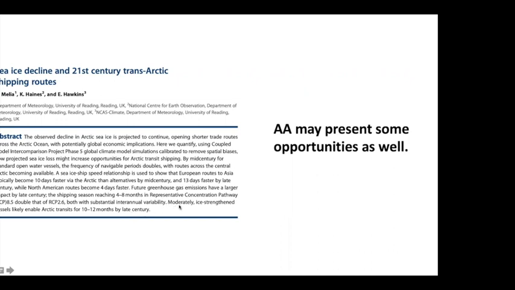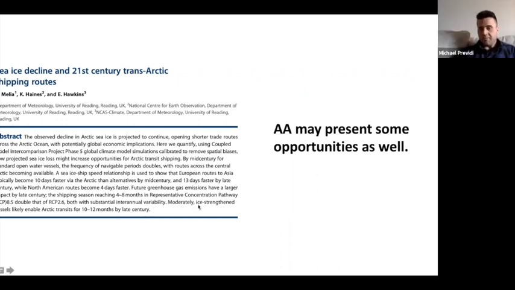It further goes on to conclude at the end here that moderately ice-strengthened vessels will likely enable Arctic transits for nearly the entire year by the end of the century. So, in other words, if your ship is able to deal with some sea ice, the ice has melted back enough by the end of the century that you can potentially have trade routes happening across the Arctic Ocean throughout almost the entire course of the year.